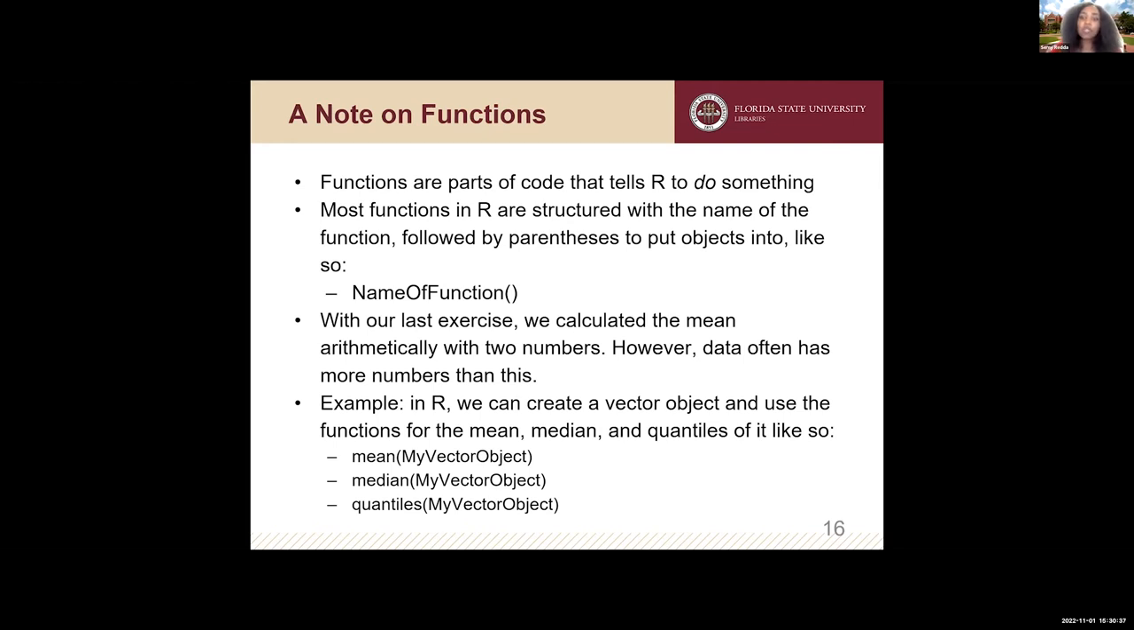So in the last exercise, we used arithmetic to calculate the mean. However, this isn't always efficient with large data sets. So you can use the mean function and put the name of the object in the parentheses, whatever the variable you're working with. And you can also do this with median and quartiles. So throughout this presentation, if I say use this function, this is the format you would use.